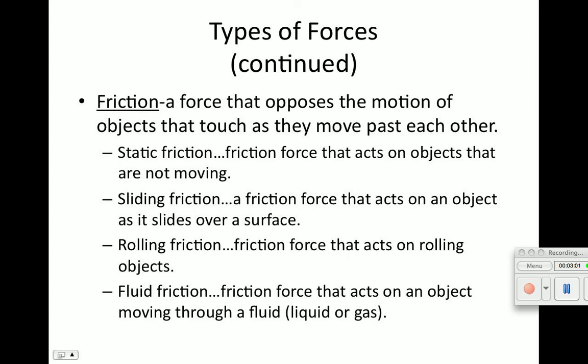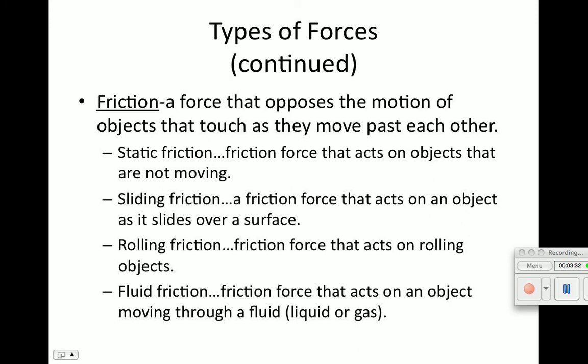And there's 4 kinds of friction that we're going to be concerned with. There's static friction. That's the friction force that acts on objects that are not moving. So if you have a heavy box and you try to push it, and it takes a lot to get that box moving at first because it's so heavy, what you're trying to overcome is that box's static friction. It's a force that opposes motion for an object that's not moving, and you have to overcome that static friction to get the box moving.